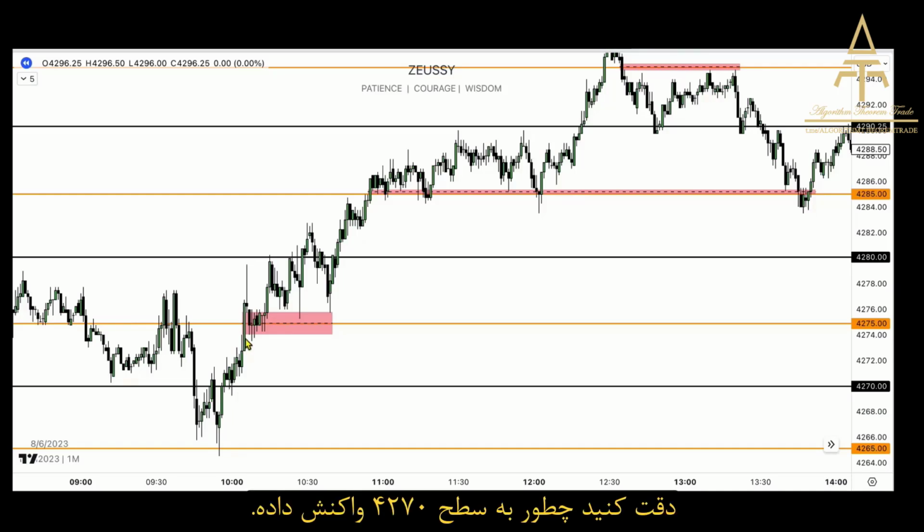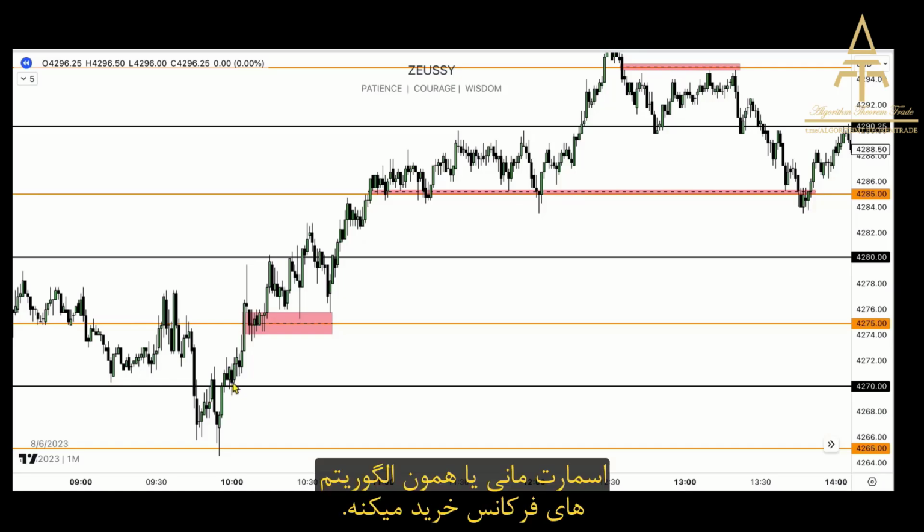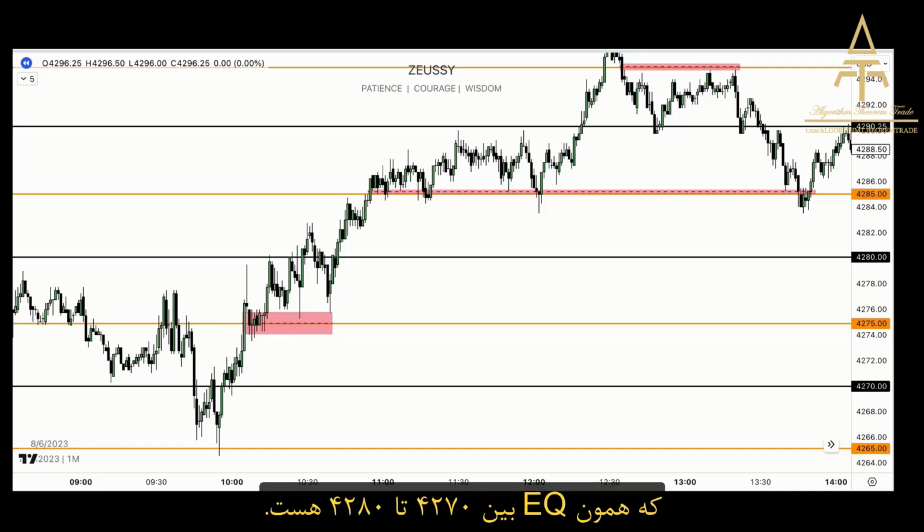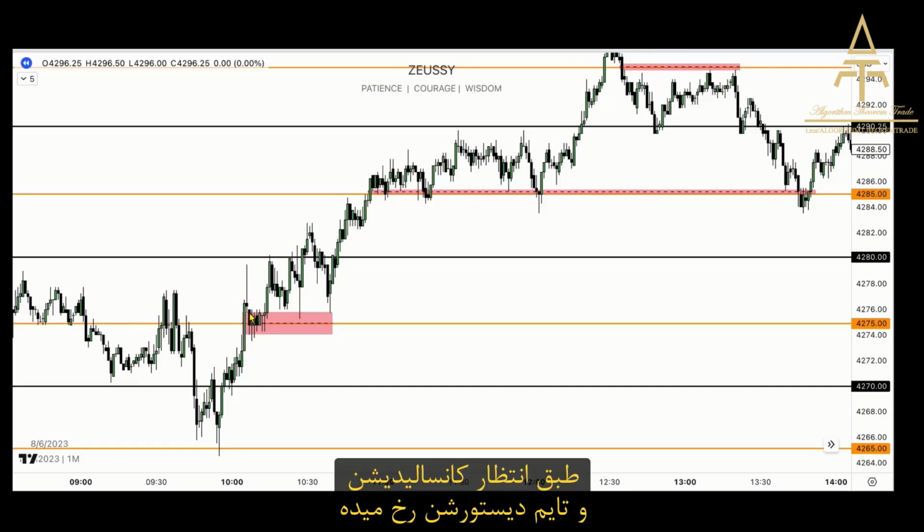Now study how the market reacts off that 42.70 low. Smart money buys right here, or high frequency trading algorithms, I should say. Market displaces higher, above where? Above 42.75, which is equilibrium again of the range from 42.70 till 42.80. Notice that the BC breaks through that price level. Time distortion consolidation takes place exactly as anticipated. Why?